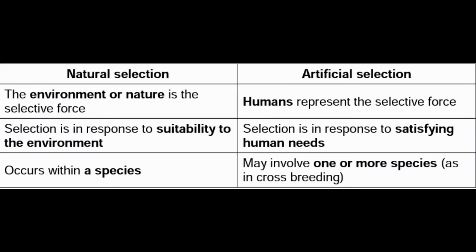The table below shows the main difference between natural and artificial selection. We can see that the main differences of these 2 types of selection are the selective force, the selection response, and in how many species it can occur.